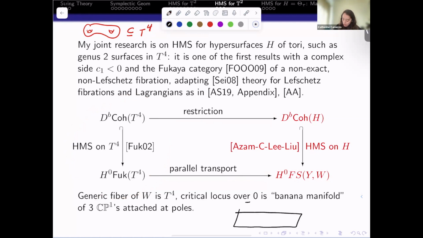So a general fiber on the mirror is T4, and it degenerates to something called the banana manifold, I think because it looks like 3 bananas attached at the north and south pole, like this. That's actually the critical locus. But that's the critical locus over 0. So this is the Landau-Ginzburg model that's actually mirror to the genus 2 curve.